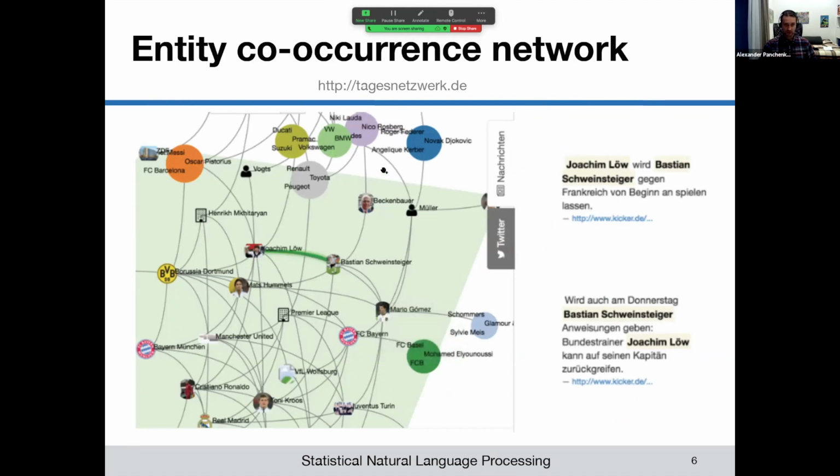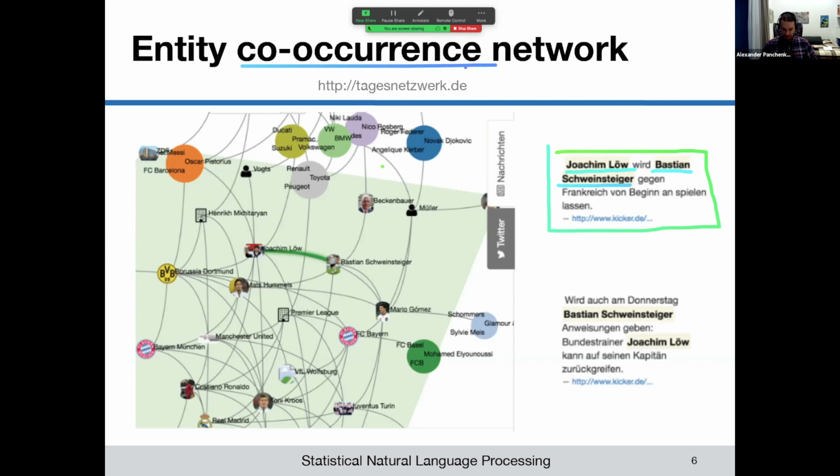What are these? Well, you can have a text like this one, and in this text you observe one entity and then another entity. In this case, these are just names of some German politicians, football players, and just the fact they co-occur might be counted. So you might build a network. This is why this network is called co-occurrence networks.